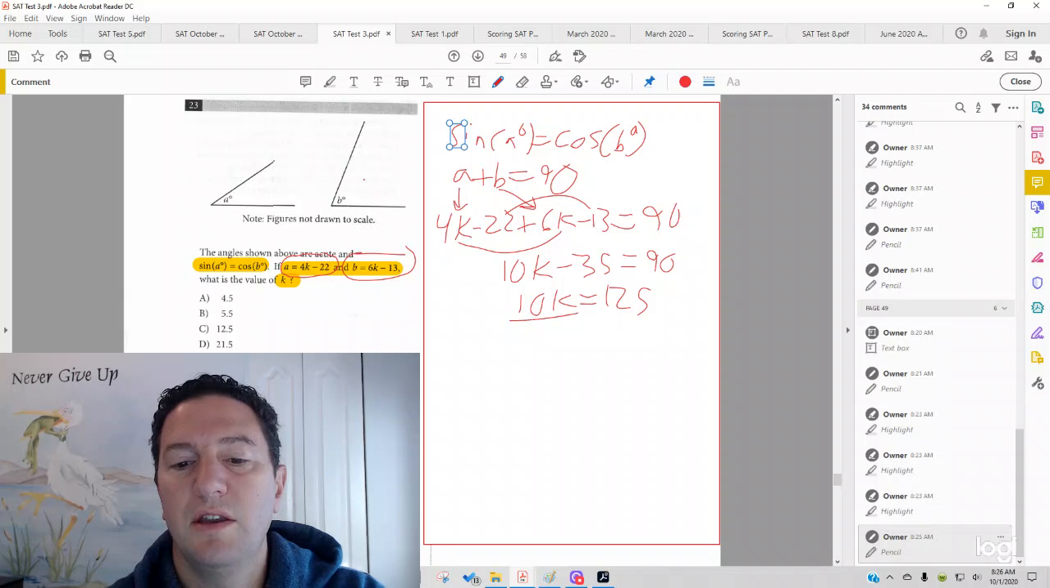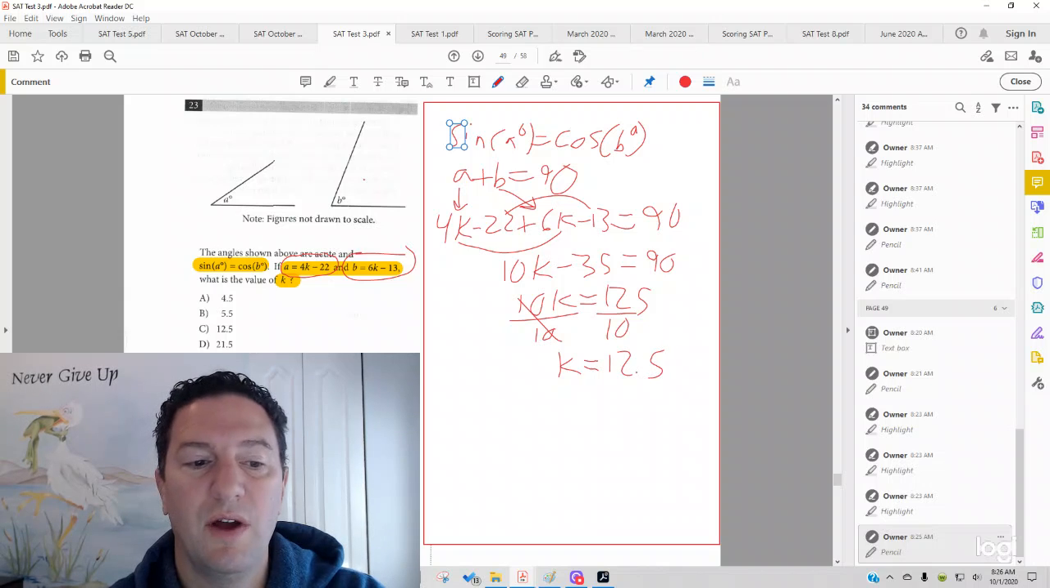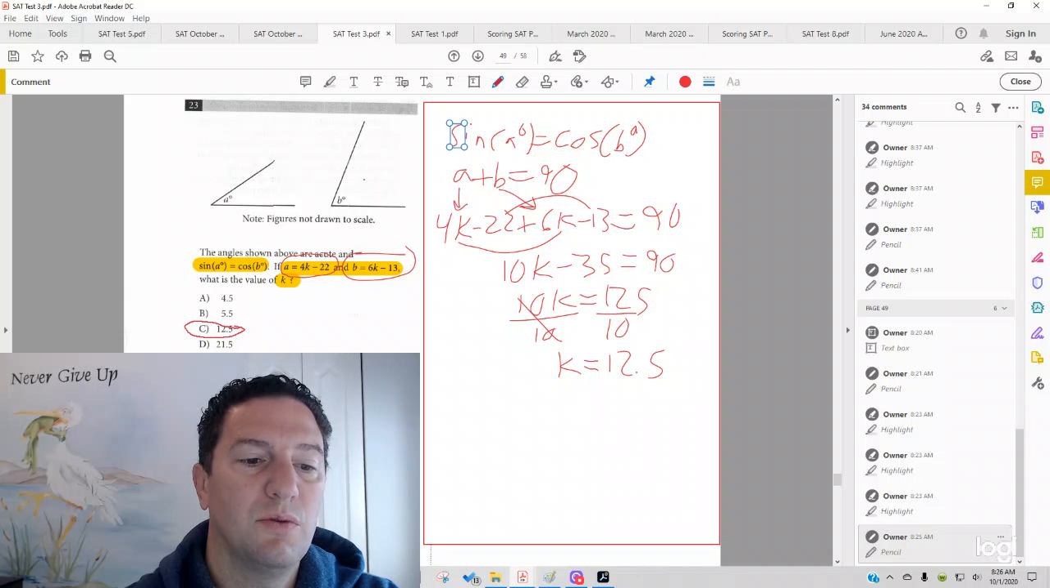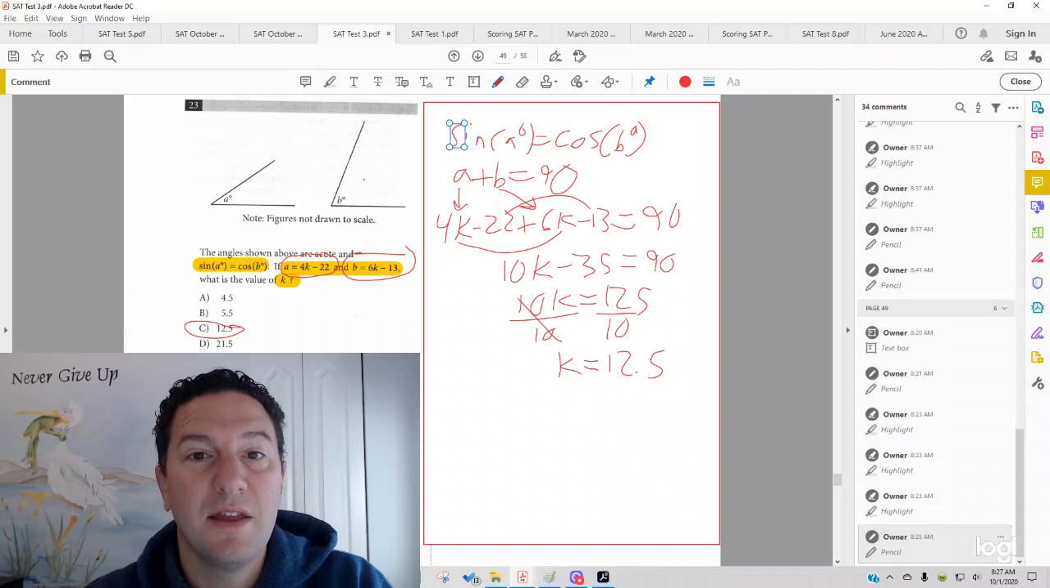Dividing by 10 on both sides, whenever you divide by 10, all you do is move the decimal once to the left. So k here equals 12.5. Your answer is 12.5.